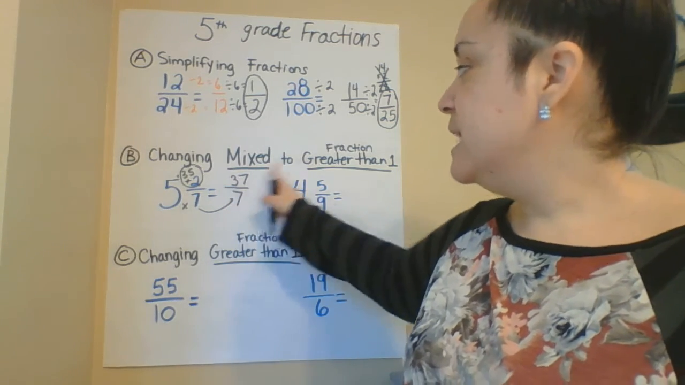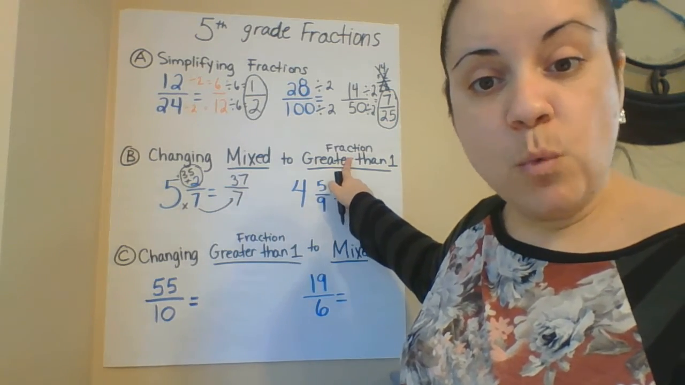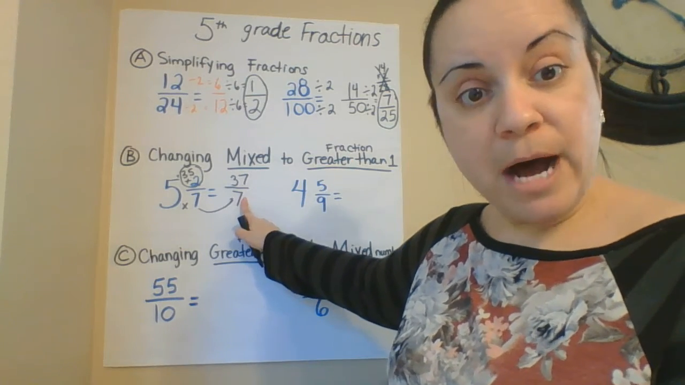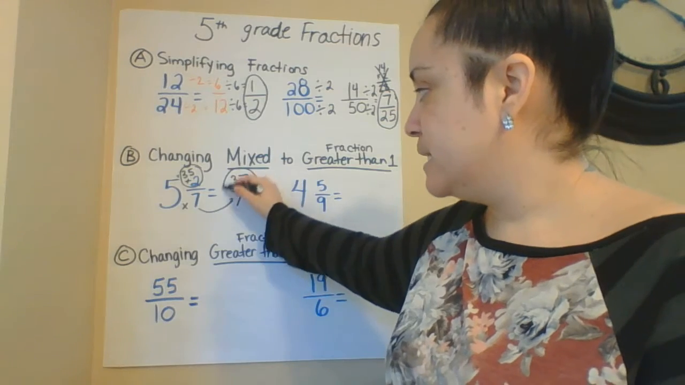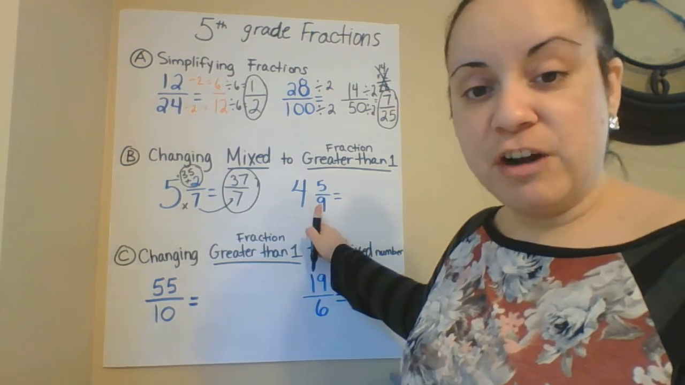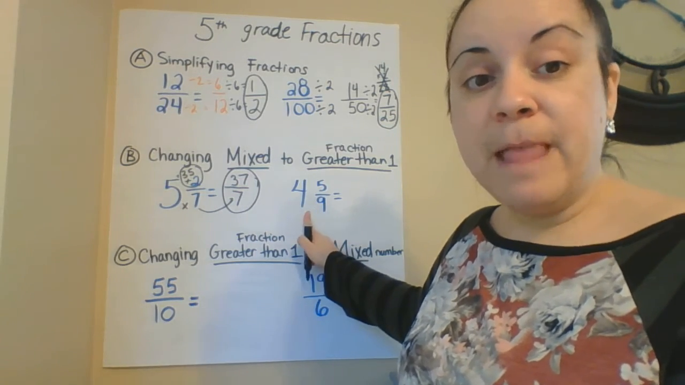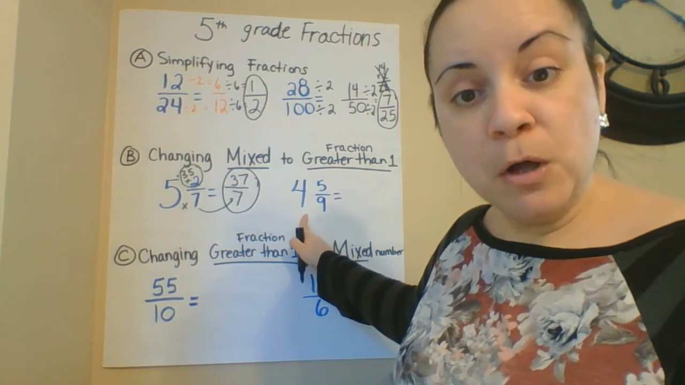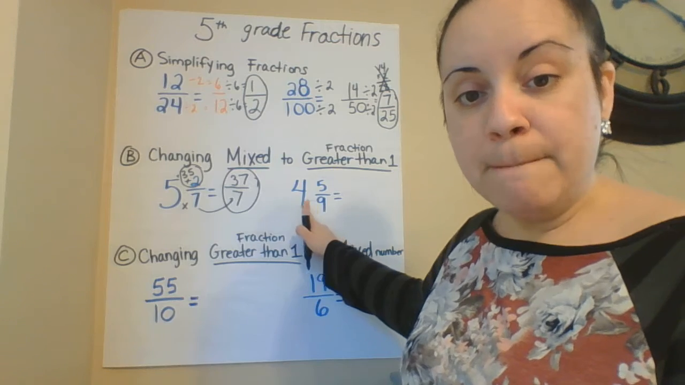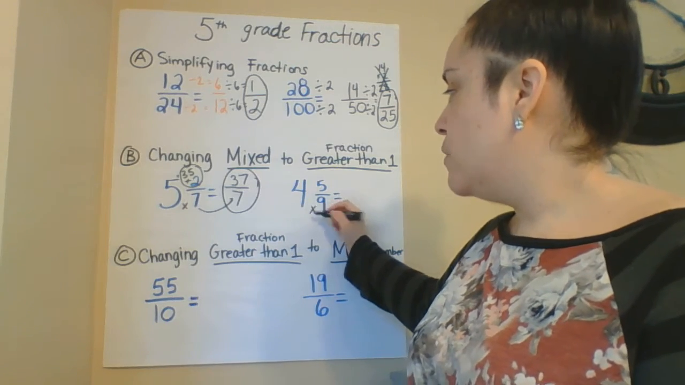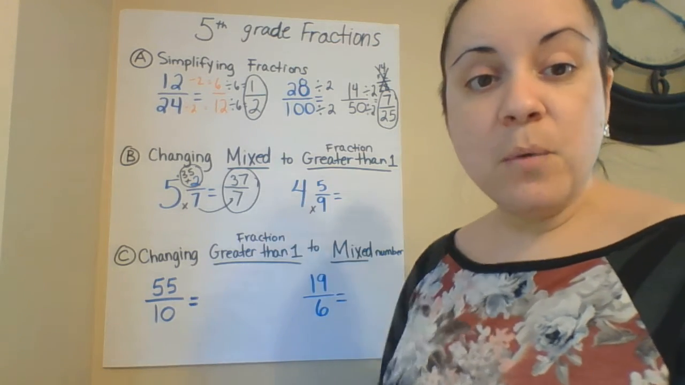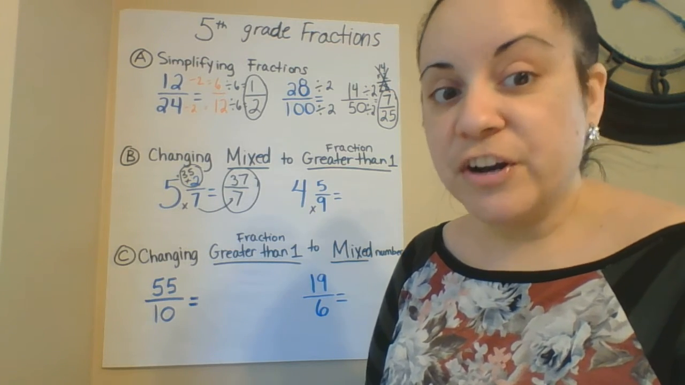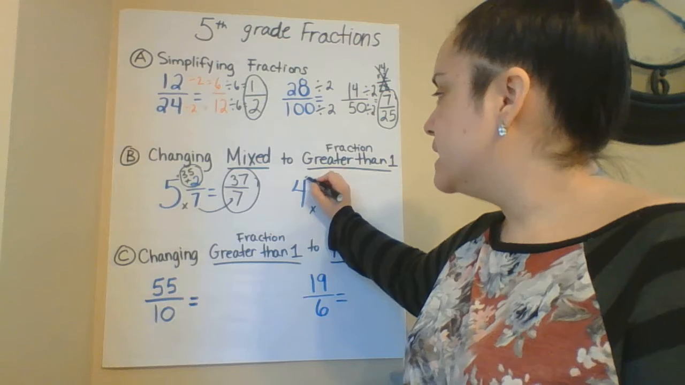This fraction is a fraction greater than 1 because the top number is bigger than the bottom number. Here's my answer. All right, let's try it again. Remember, I have to do 2 steps. The first step is that I have to multiply the bottom number by the whole number. So 9 times 4. What is 9 times 4? 36.